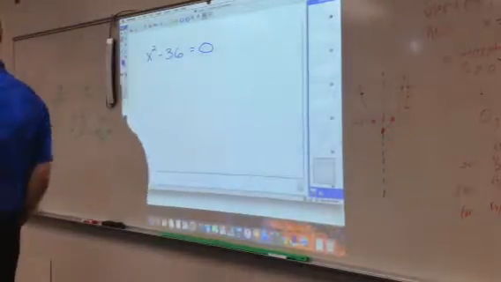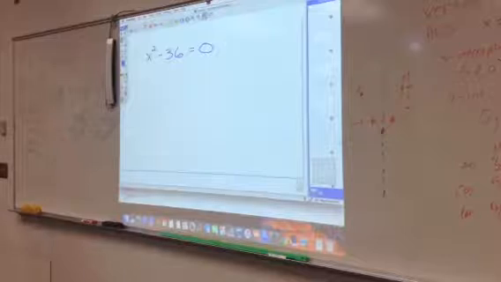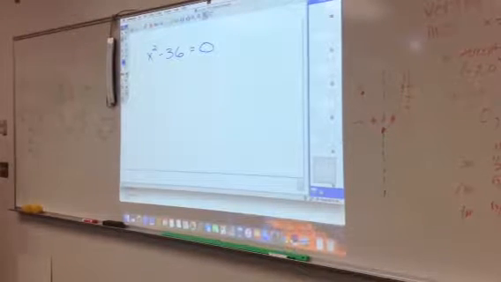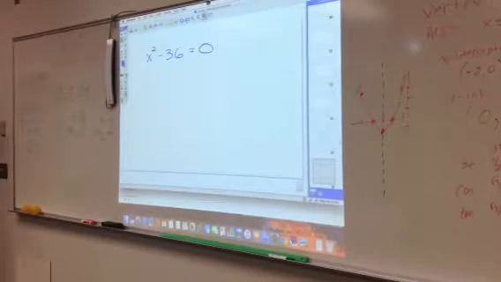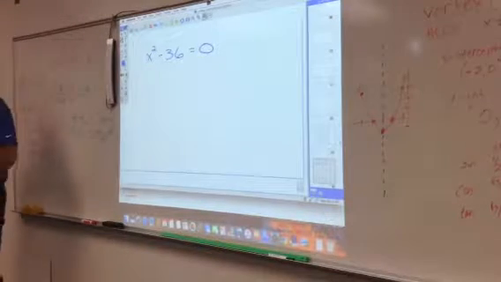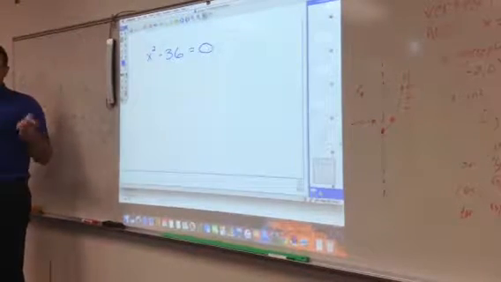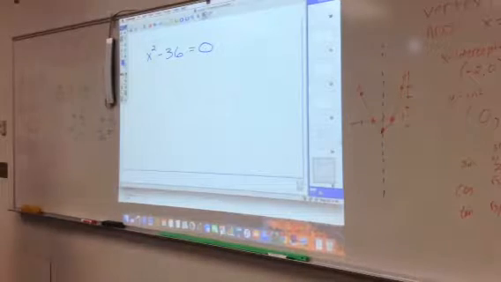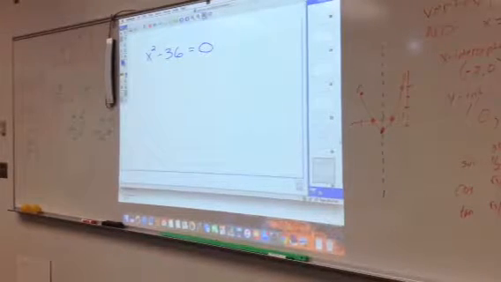Pay attention, please. This one only has two terms, but there is no greatest common factor. You will eventually probably solve this using square roots, but this one is factorable.